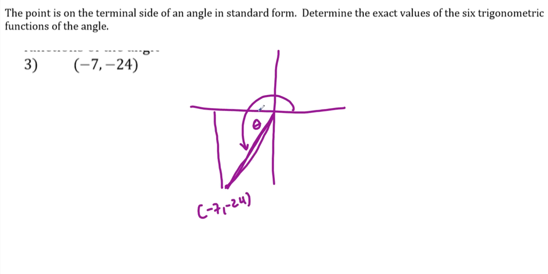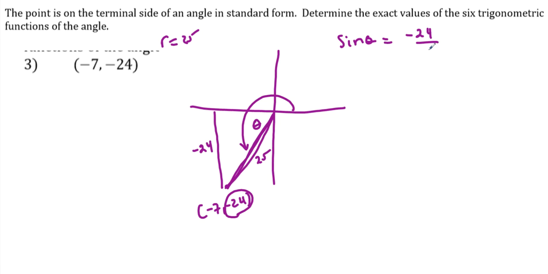So a squared plus b squared equals c squared. That's going to be 25. So r is equal to 25. And you want to do your sine of theta, which is going to be opposite over hypotenuse. Well, this opposite is negative 24. That's not my delta y, that's just my y value. So I'm taking this right here, negative 24, over my radius.